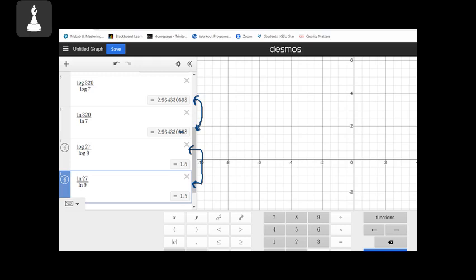Pretty straightforward. You just use your keyboard to type log or natural log, your number, hit the divide button, and type your denominator in as well. All right, that's the end of this section. You can go ahead and do your homework.